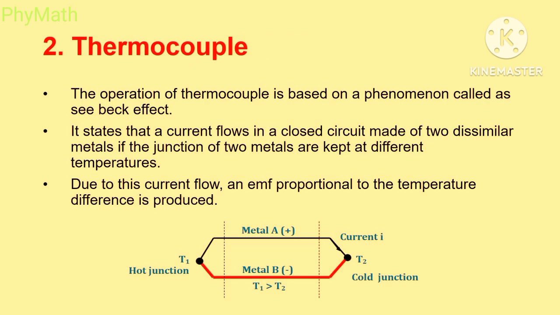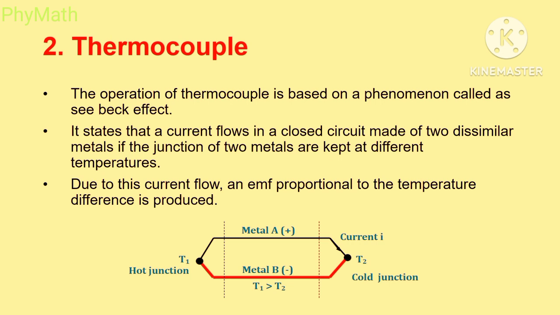Now the second temperature sensor is the thermocouple. The operation of a thermocouple is based on a phenomenon called the Seebeck effect. Now what is the Seebeck effect? It states that a current flows in a closed circuit made up of two dissimilar metals if the junctions of the two metals are kept at different temperatures.